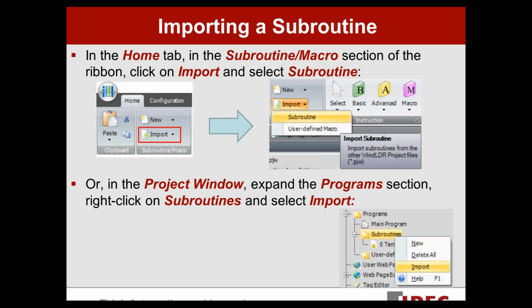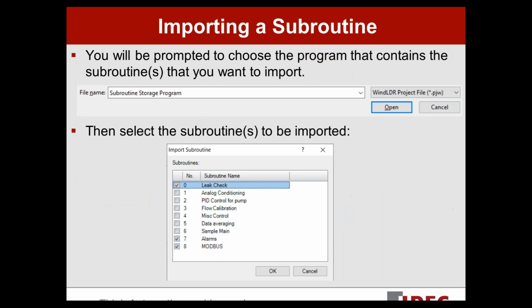So importing a subroutine, how do we do that? Well, if you go up to the home section of your ribbon, in the subroutine/macro section, you'll see we've got an import dropdown, and just click on that, click on subroutine, and it'll ask you to pick a program that you want to import a subroutine from. The other way to do it is just go into the project window, expand your program section, right-click on subroutines, and then select import. Again, either way will work.